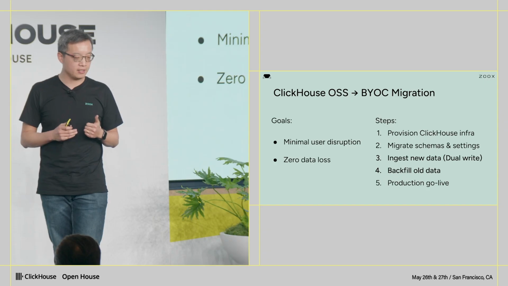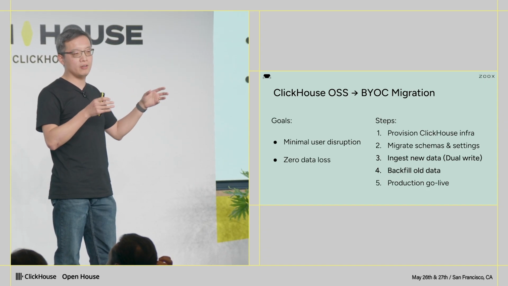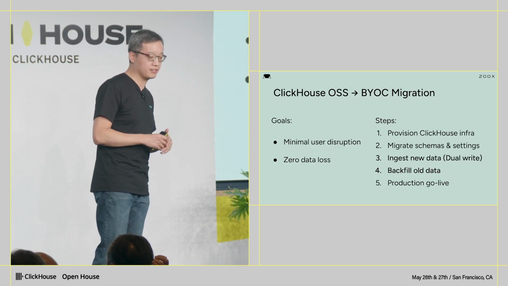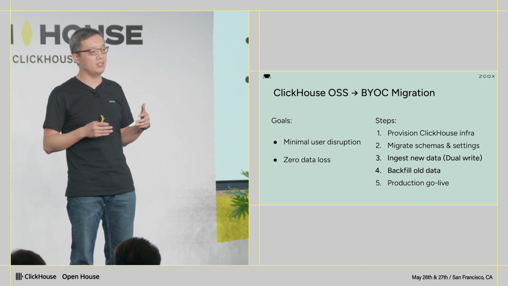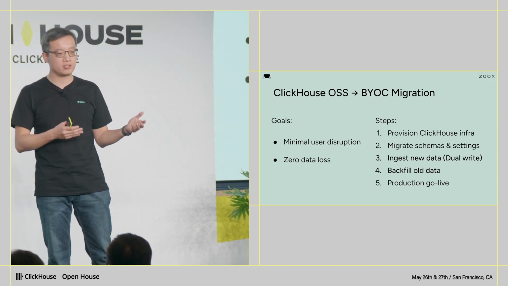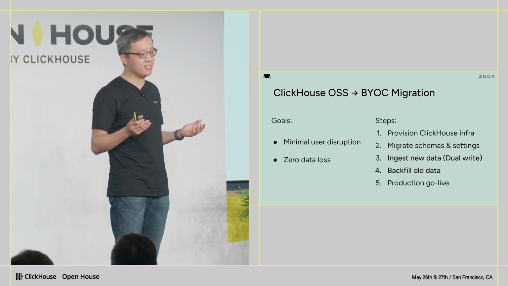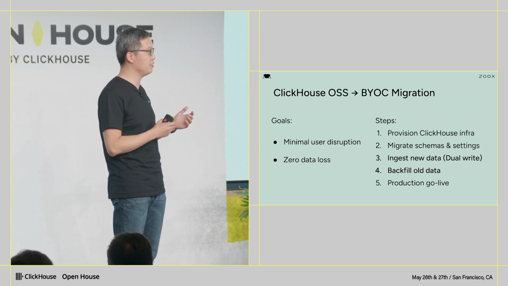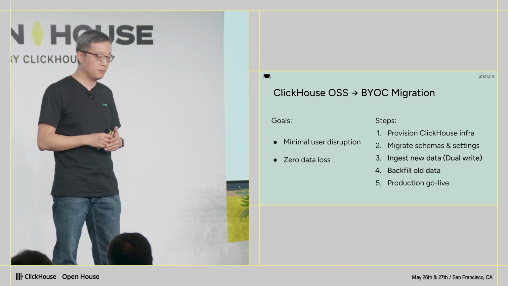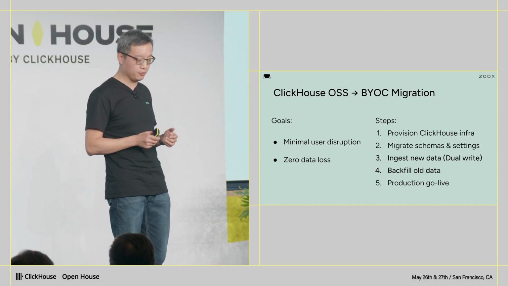One is to provision the ClickHouse infrastructure. We set up a private link between our VPC and the ClickHouse managed VPC. Secondly is to migrate the schemas and settings. There are some independent use cases, right? You might already have some settings in your open source cluster that you want to migrate to ClickHouse Cloud. Usually the default settings are good, but for instance, asynchronous insert, right? We used to have it in open source. We just migrated to the BYOC, but unluckily the new versions of ClickHouse have it enabled by default.